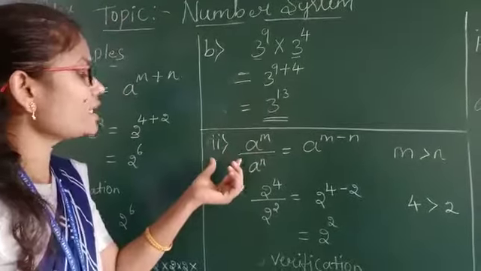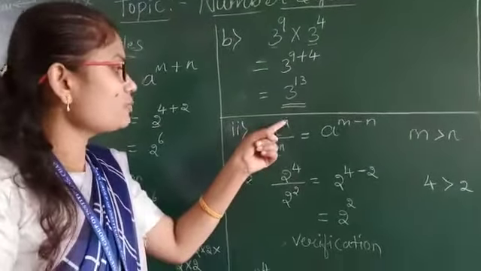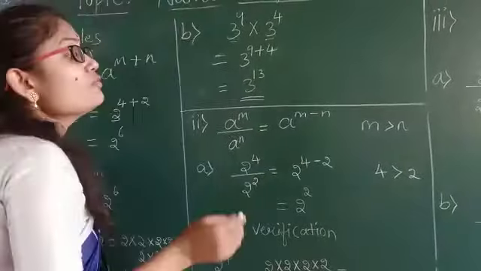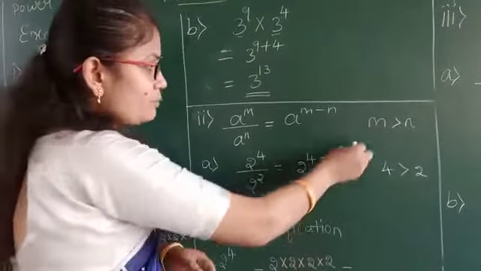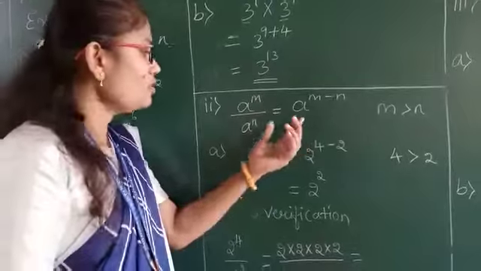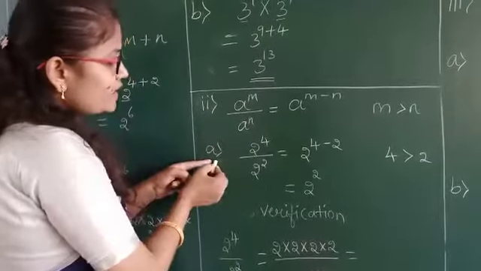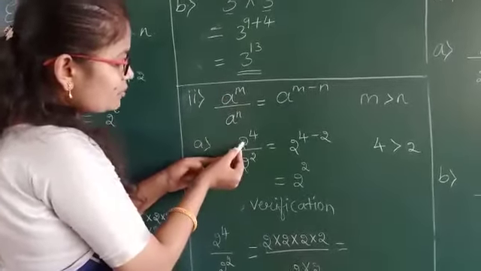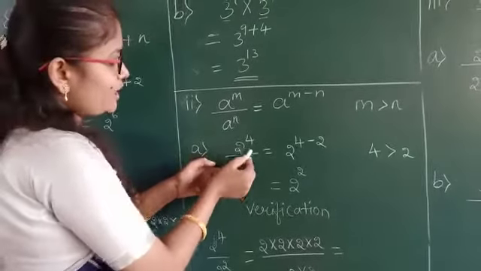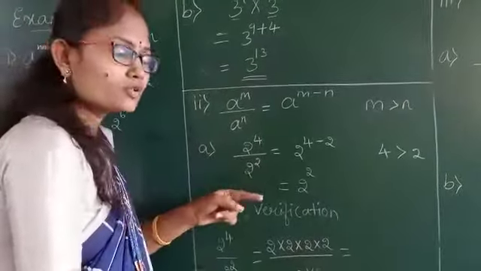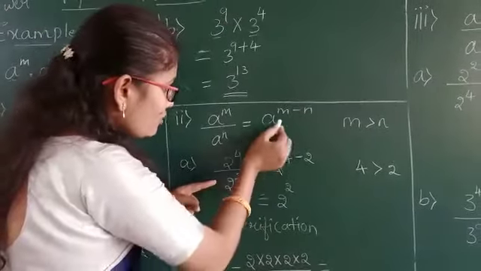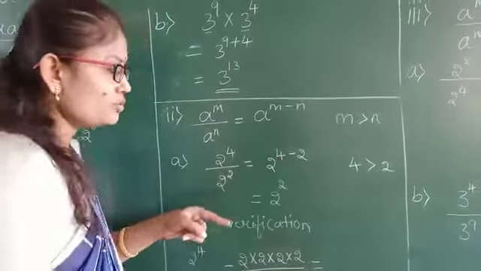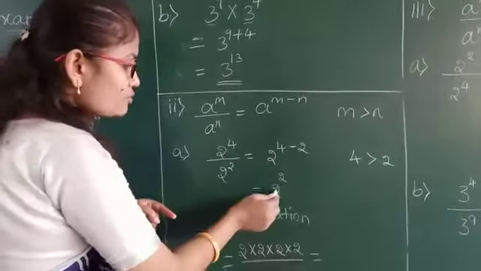Next I am going to take the second law of exponent, that is a to the power of m divided by a to the power of n is equal to a to the power of m minus n, when m is greater than n. When m is greater than n, this law of exponent is going to apply. Now see, the first example I have taken here, 2 to the power of 4 divided by 2 to the power of 2. Bases are same, m is equal to 4, n is equal to 2. According to the law, 2 to the power of 4 minus 2. 4 minus 2 is 2. Then it becomes 2 to the power of 2.